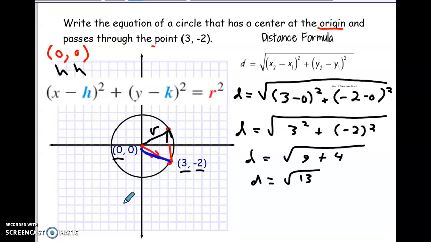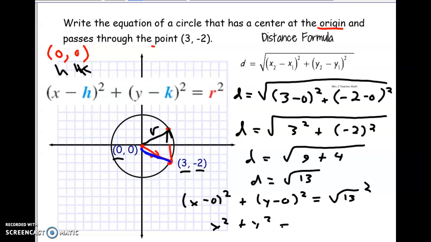So at this point, we can actually complete our equation. So here are h and k, 0 and 0. And then this is our radius, so we just have to square it there. So the formula would be x minus 0 squared plus y minus 0 squared equals the square root of 13 squared. Okay, and that will clean up to x squared plus y squared equals 13. Okay, so a little bit goofy one, you had to use the distance formula to find the radius.